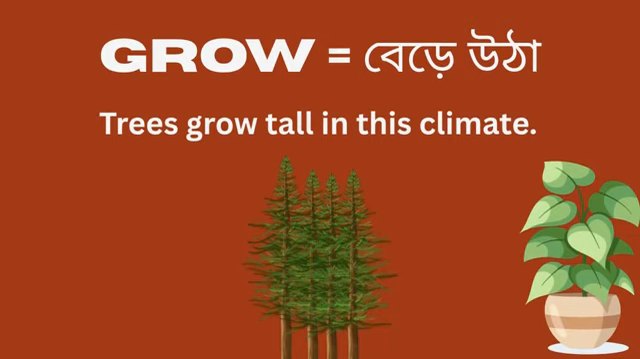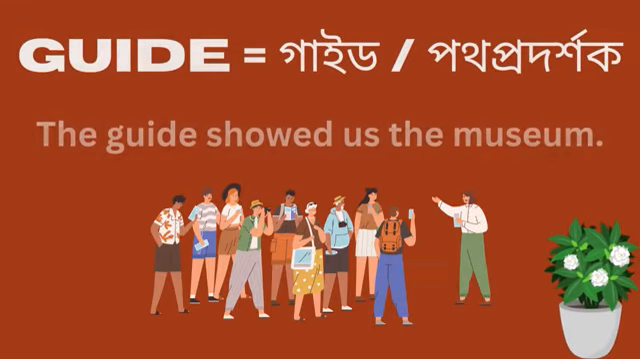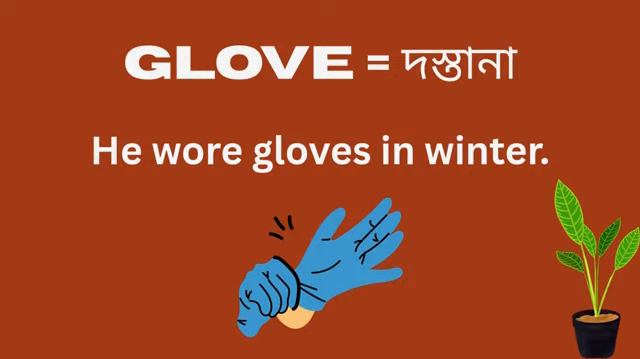Grow, Bere Utha. Trees grow tall in this climate. Guide, Guide ba path pradorshok. The guide showed us the museum. Glove, Dostana. He wore gloves in winter.